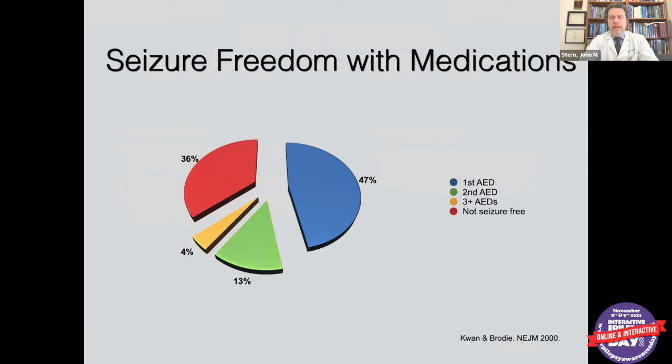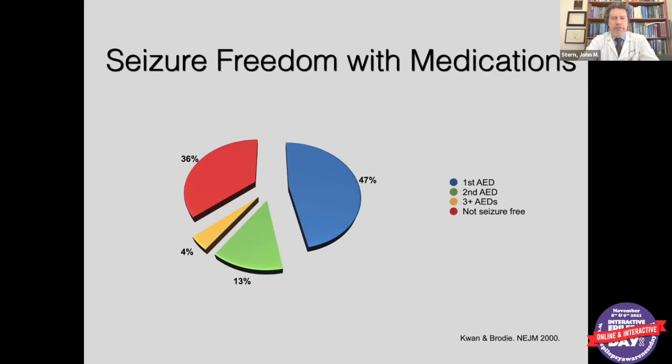This pie chart is shown in, I'm going to say, almost all introductory lectures about epilepsy. And it's from one study, which has been replicated, and shows how well medications work. And when a person is diagnosed with epilepsy, about half, you see here 47%, become seizure-free. And if that medication didn't work, the chance of the next medication working is about, well, it's 13% of the whole, or about a quarter of those who are left become seizure-free.